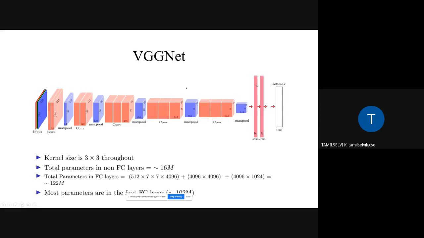If you have 4096 neurons in the fully connected layer, this becomes 4096. So 7 cross 7 into 512 into 4096. Another fully connected layer, so 4096 into 4096. You got the things, hope so. Next, you are going with the next thing, 4096 into 1024.